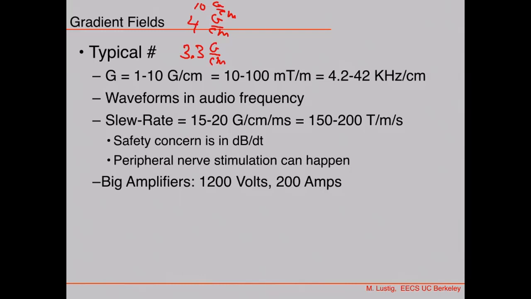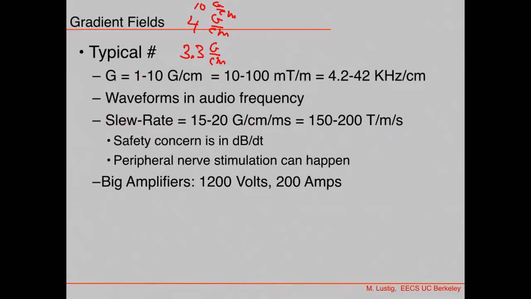Now, how fast? If I tell the scanner now, I want you to apply 1 Gauss per centimeter, well, you can't create that instantaneously. It will take time for that field to be created, to ramp up. It cannot be created instantaneously. And so this is defined by the slew rate. The slew rate is how fast the field changes. And that is described as Gauss per centimeter per millisecond, or as Tesla per meter per second. So how fast this thing changes.